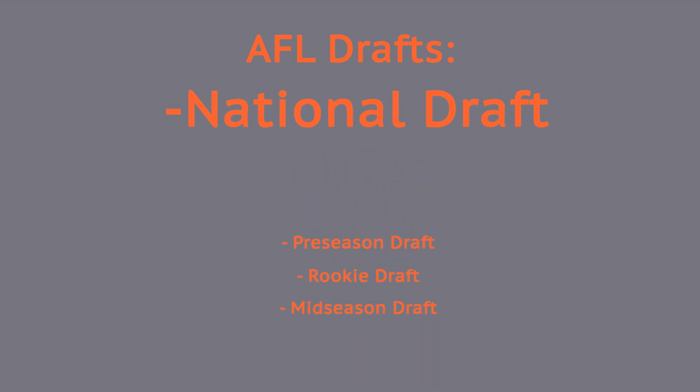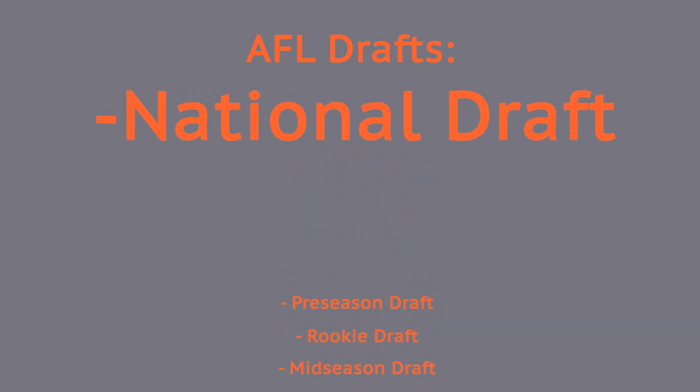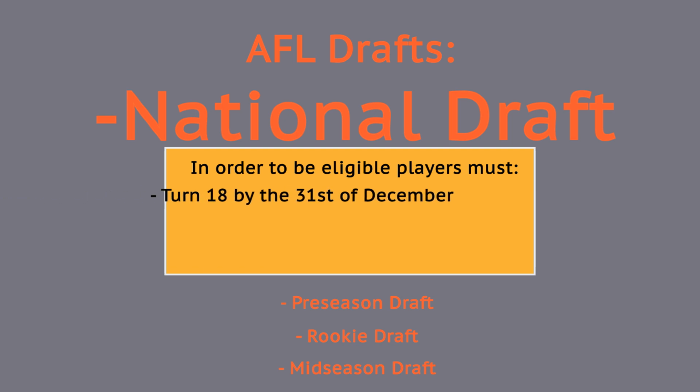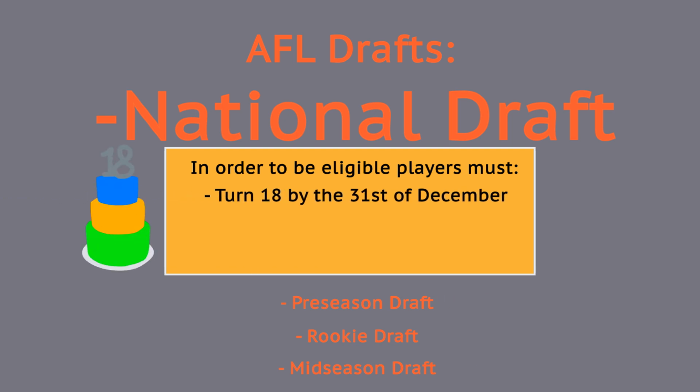Multiple drafts are now held across the course of the year, but the focus centres on the National Draft, where the best young talent from across the country finds out if they'll live their AFL dream. In order to be eligible for the National Draft, players must turn 18 by the 31st of December that year and not currently be tied to an AFL club.